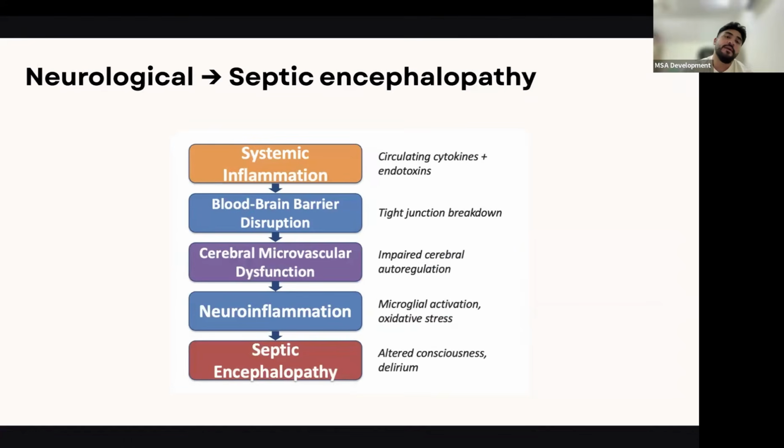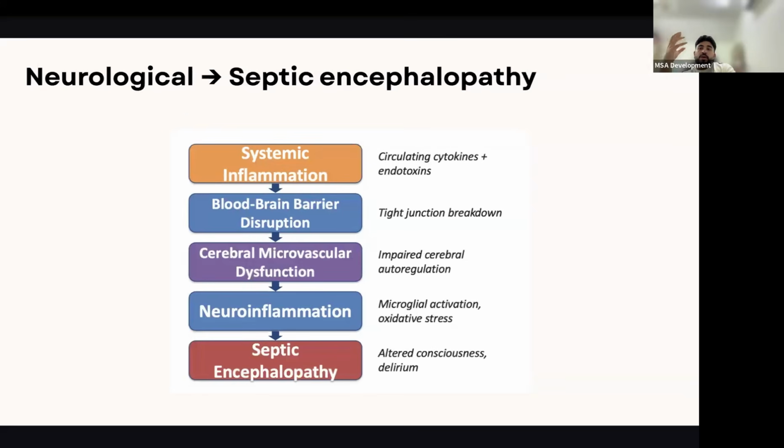Now, for your CNS, right? Basically, what would happen is basically your blood-brain barrier getting disrupted. And if that barrier gets disrupted, it's like all hell broke loose. So what happens here is basically, it's going to impair the ability of the cerebrum to auto-regulate its vascularity and all that. And you're going to attract oxidative stress to the tissue. So you're going to have this ongoing neuroinflammation, which will lead to septic encephalopathy, right?